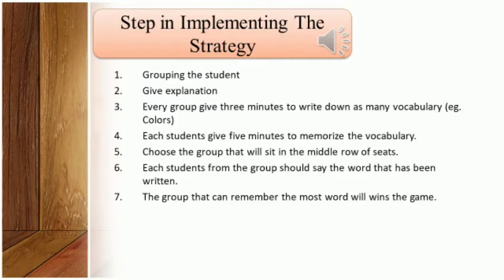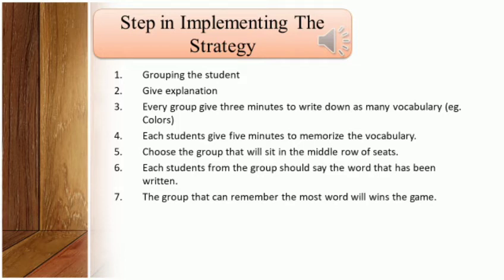Okay, in this slide, I give an explanation about the steps in implementing the strategy of the game. The first step is grouping the students. It is important to make young learners sit together in a group because they like to have other peers around them. Students have to sit in pairs or in a small group. So the teacher makes some groups. One group consists of 4 or 5 students.